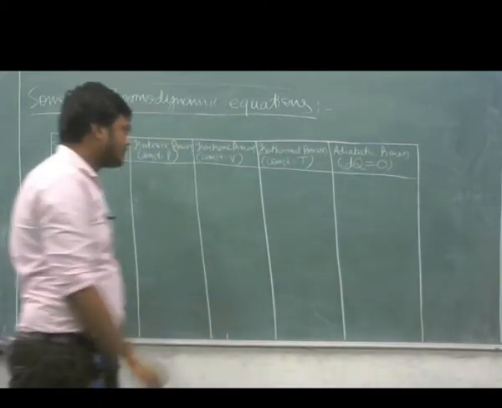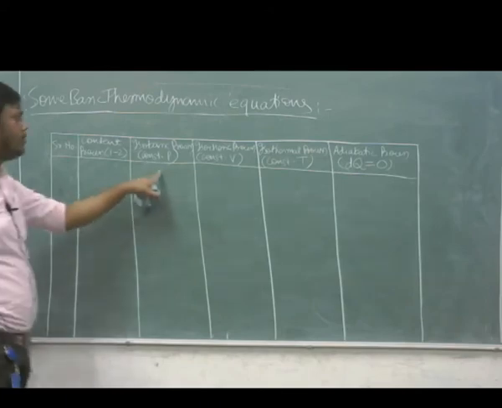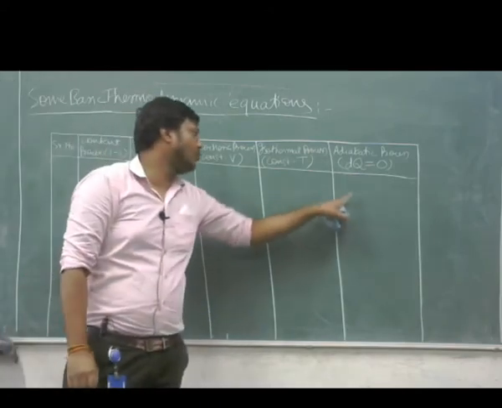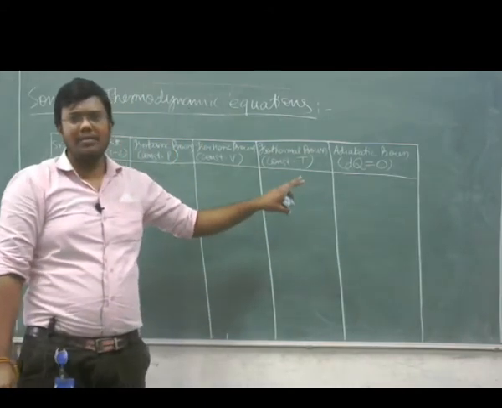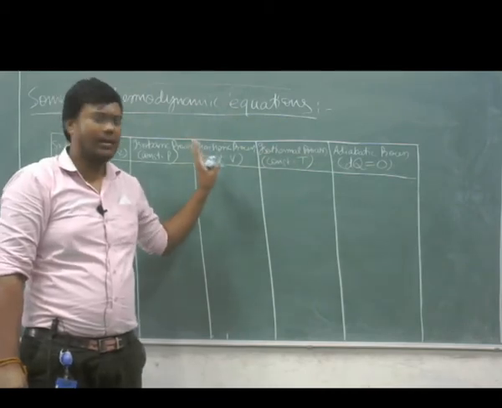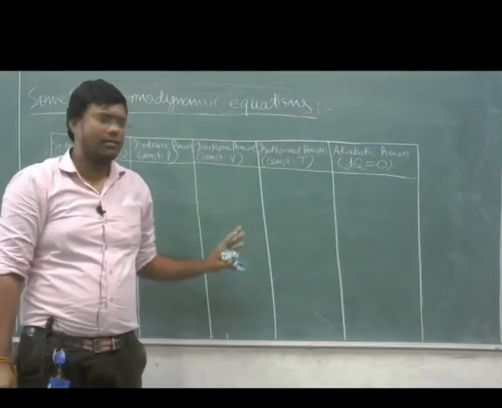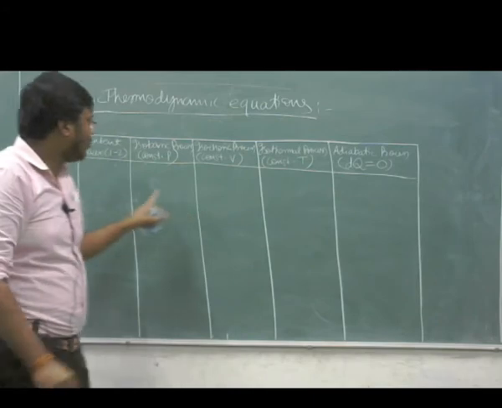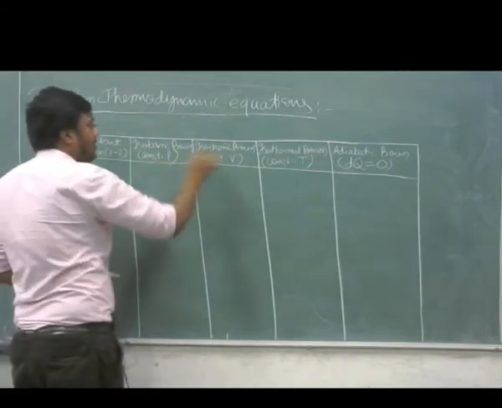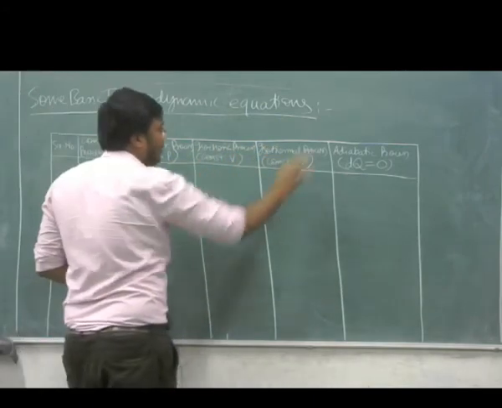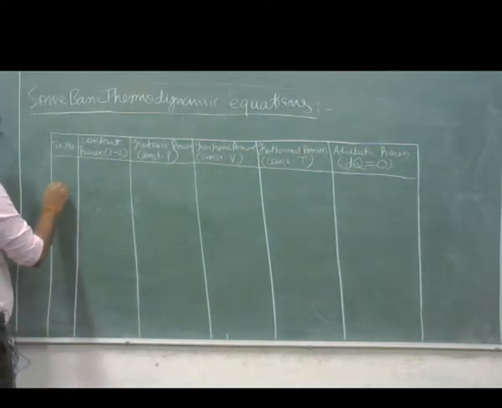So these are the four important processes which we are going to use in the IC engine. The polytropic process is not usable in this subject, so I am not going to talk about it. We are going to talk about only these four processes: isobaric, isochoric, isothermal, and adiabatic.